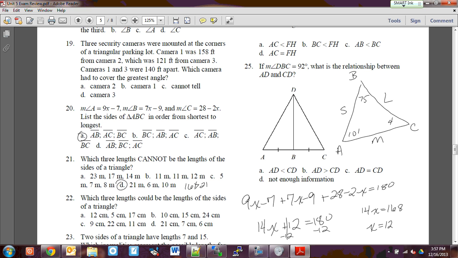Now number 3, which one could make a triangle? Well, here we have 12 and 5 is 17. Will that work? No, because it has to be greater, so that one's not going to work. 10 and 15 greater than 24? Why, yes, it is. So that's our answer. And then just to verify, 9 and 11 is not greater than 22. 7 and 6 is not greater than 21. All right.